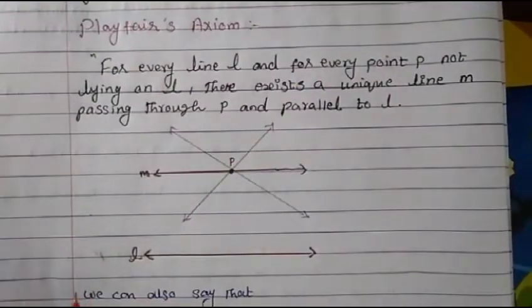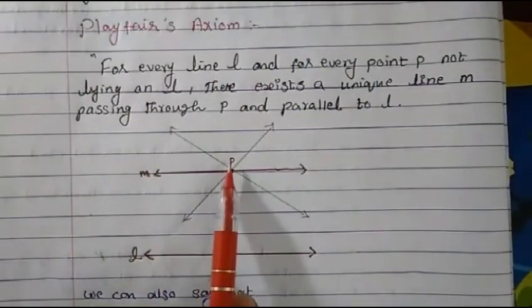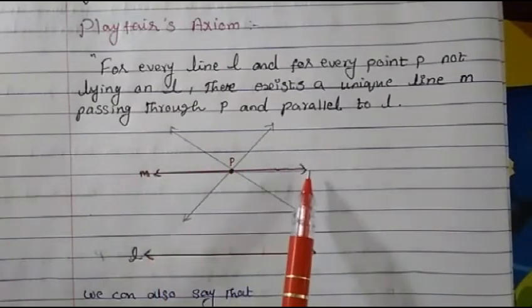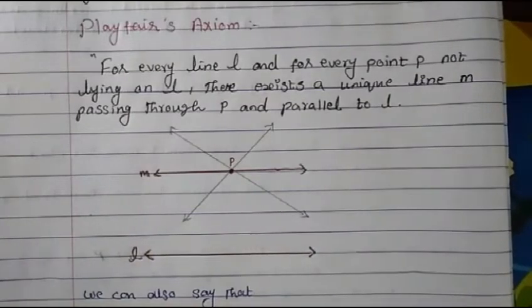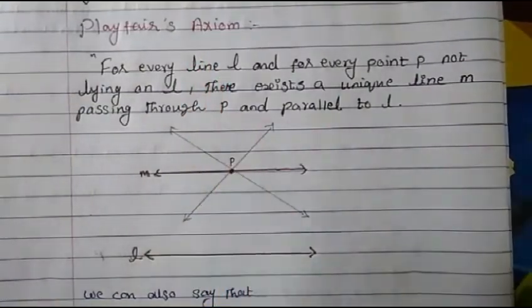So mainly we studied here what is Playfair's axiom, and that is, for every line L and for every point P not lying on L, there exists a unique line M which is parallel to L. That's the Playfair's axiom, and this is one of the equivalent versions of the fifth postulate.